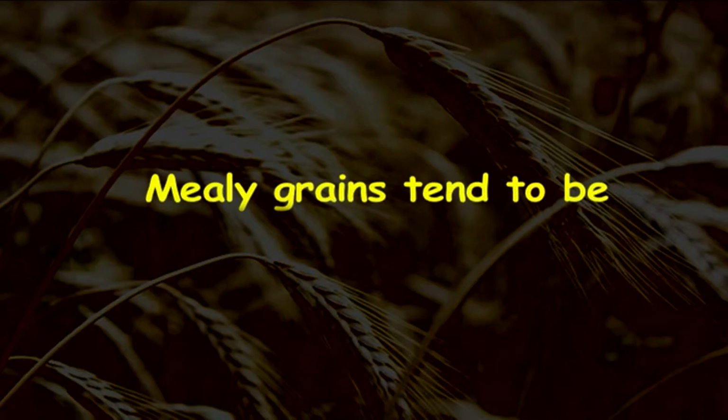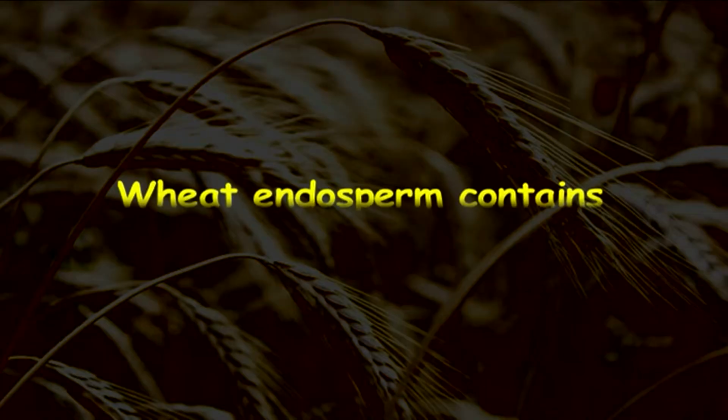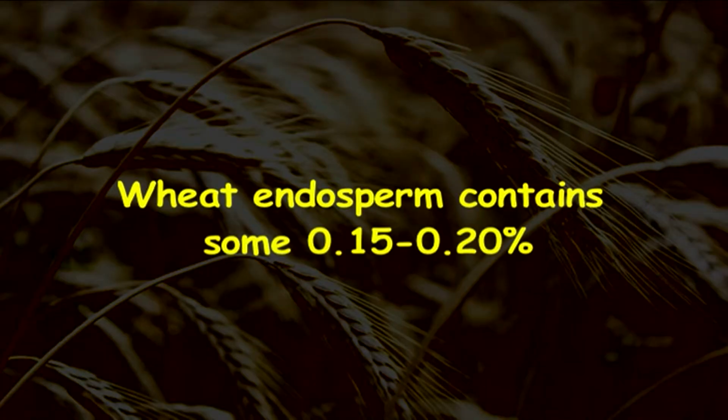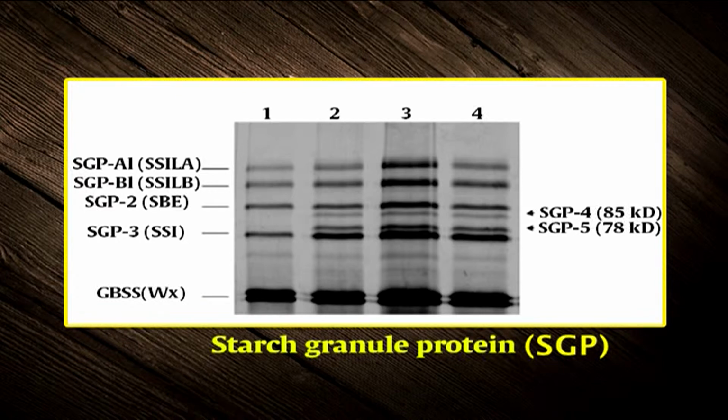Hard and soft wheats. Vitreous grains tend to be hard and strong. Mealy grains tend to be soft and weak. Well-washed prime starch separated from wheat endosperm contains some 0.15 to 0.20% by weight of protein, starch granule protein (SGP).